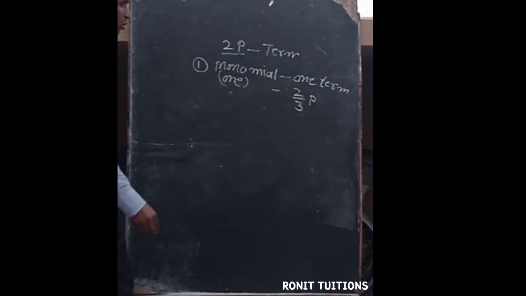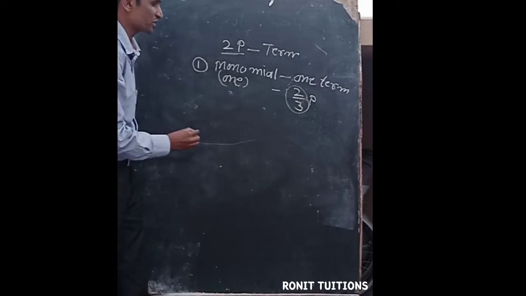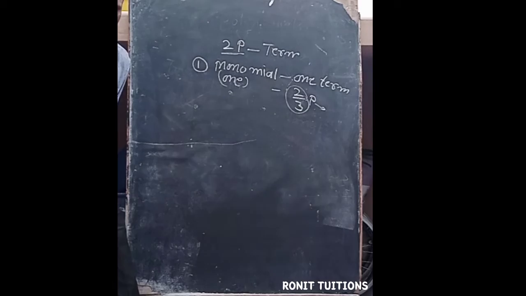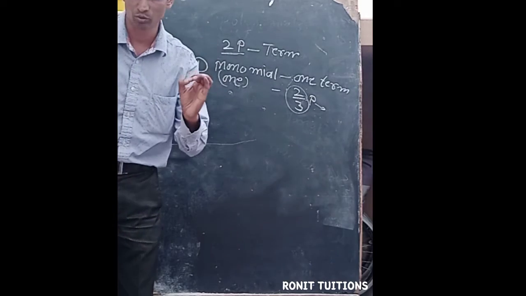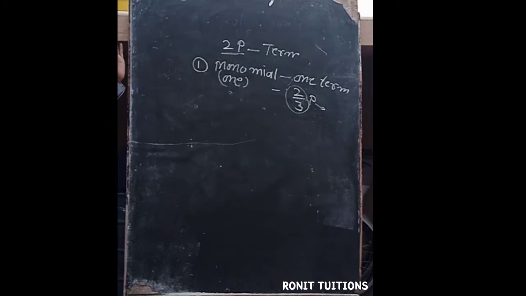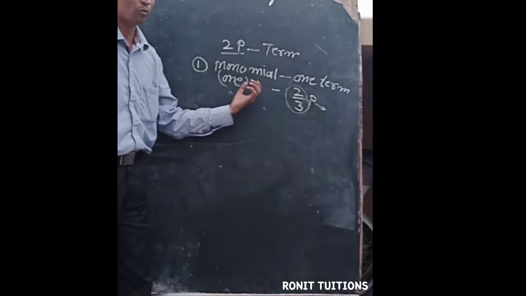What is the constant in that? 2 by 3 is the constant, and p is the variable. The thing whose value we don't know is called the variable. So one term is called the monomial.